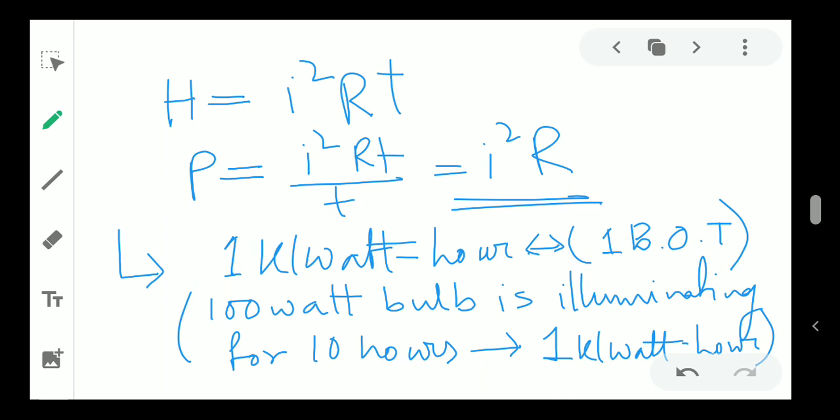Basically in your home people used to say unit, like 5 units of current have been used, 6 units of power have been used. In our house we use unit, but that is actually 1 BOT or 1 kilowatt hour. Okay, so these are the units for power.